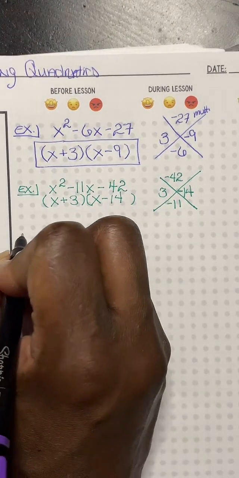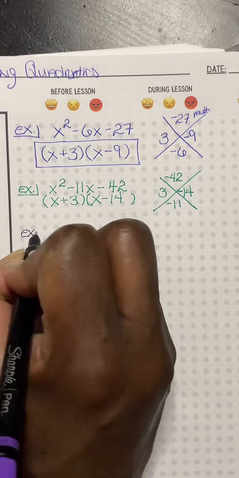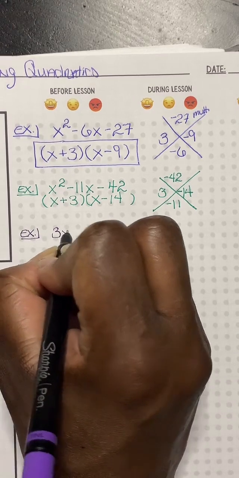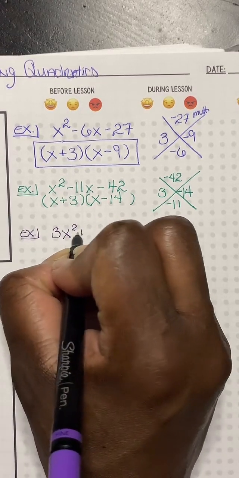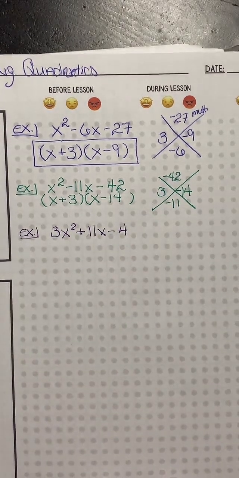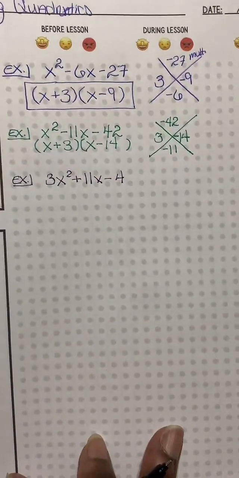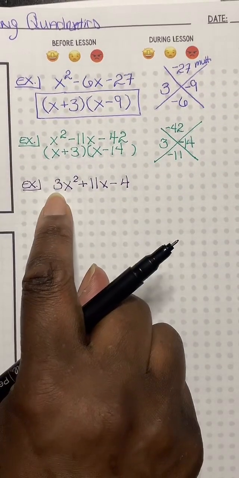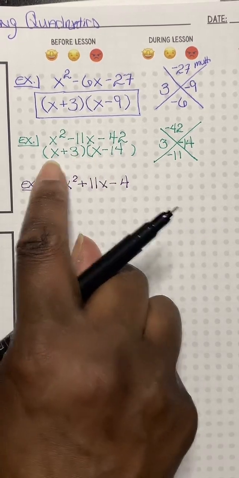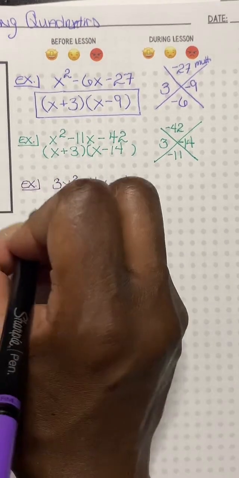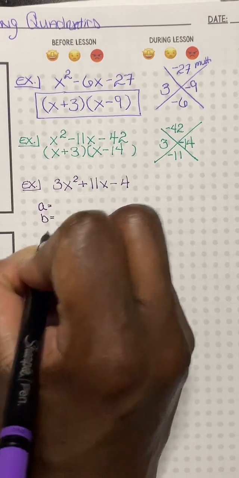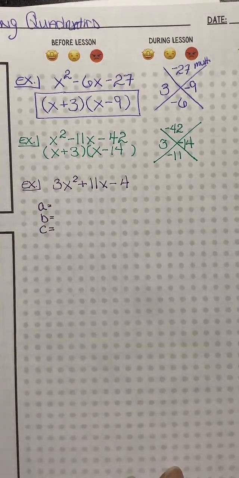Luckily, I do have some of these. So if I have 3x squared plus 11x minus 4. Right now, our leading coefficient is not 1, so I can't do that shortcut. I can't do that split. But what I will do is list what my A value is, what my B value is, and what my C value is.